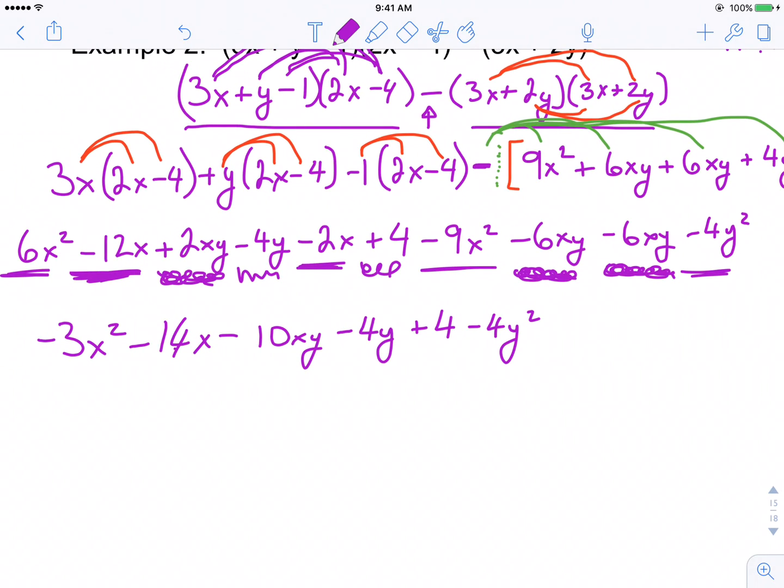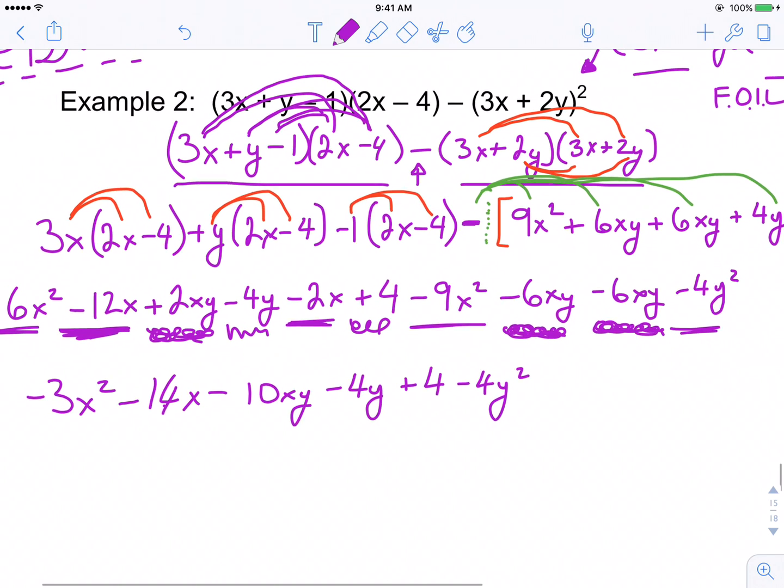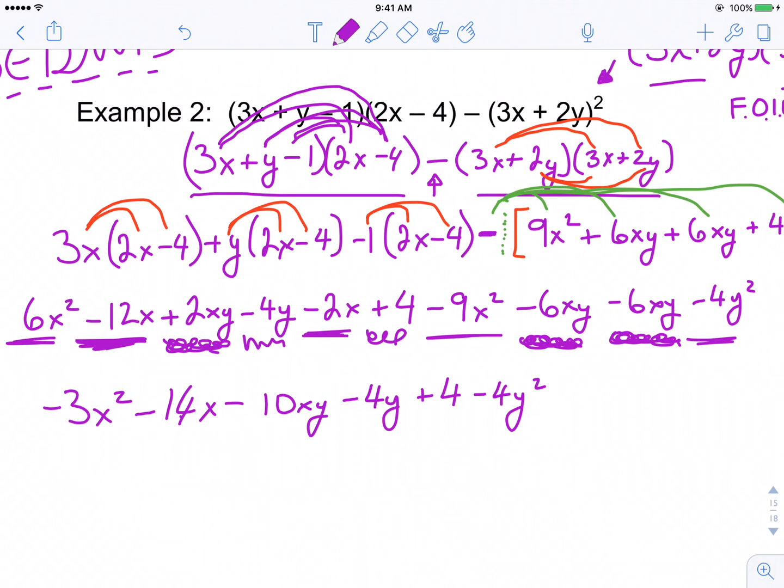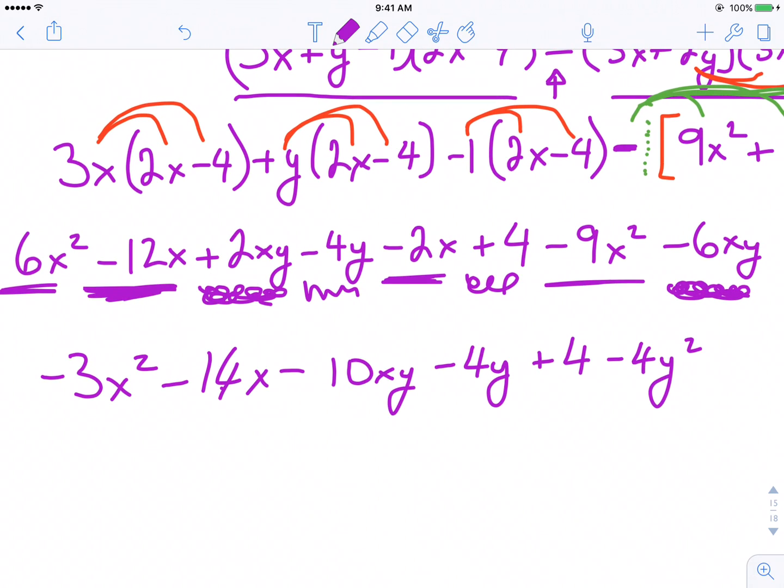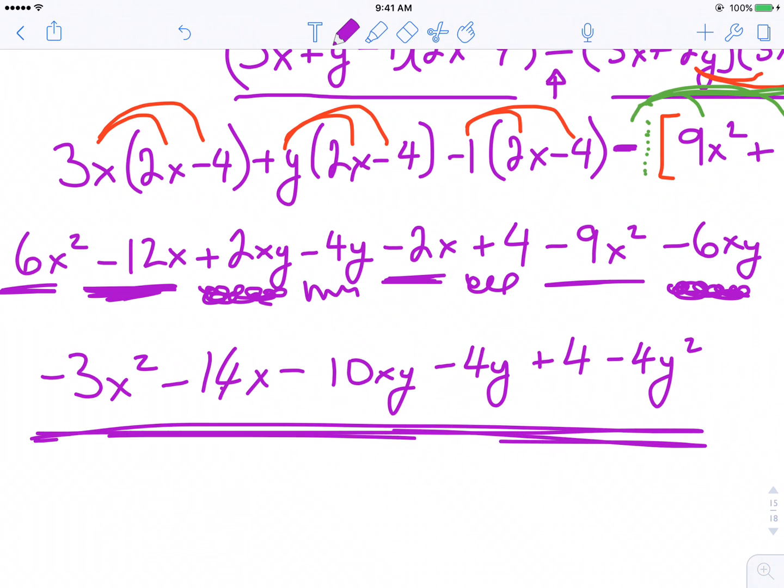Negative 3x squared minus 14x minus 10xy minus 4y plus 4 minus 4y squared is our expanded and simplified form of the polynomial expression at the top there. Now, there's generally a little bit of an order that you want to try and follow when we're writing long string polynomials.